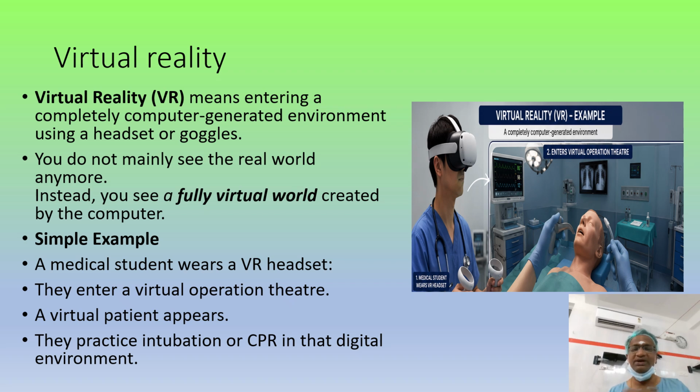Now, what is virtual reality? Virtual reality means there is no reality at all. Everything is virtual. For example, you are wearing a goggle. You are not seeing the camera, you are not seeing the cell phone. You are wearing a goggle here, and you can see something coming, and for example, the mannequin will be here, and you can see the intubation like this.